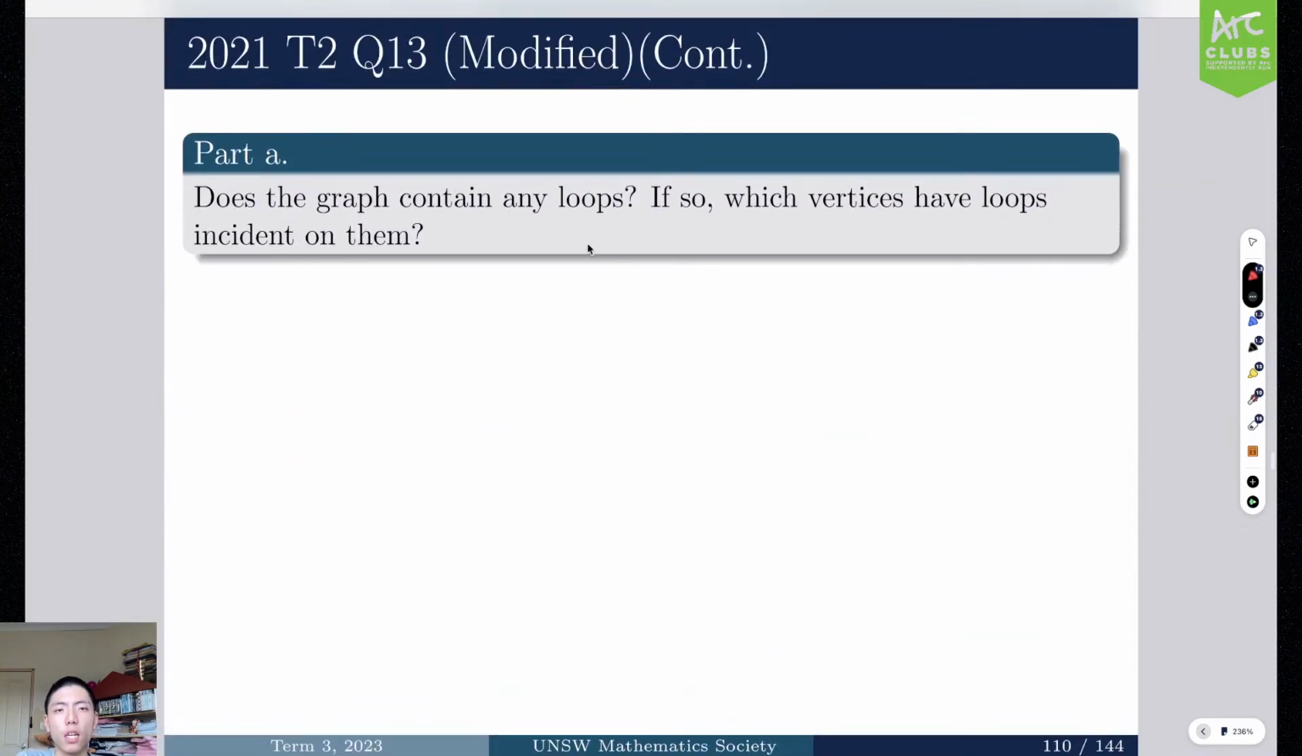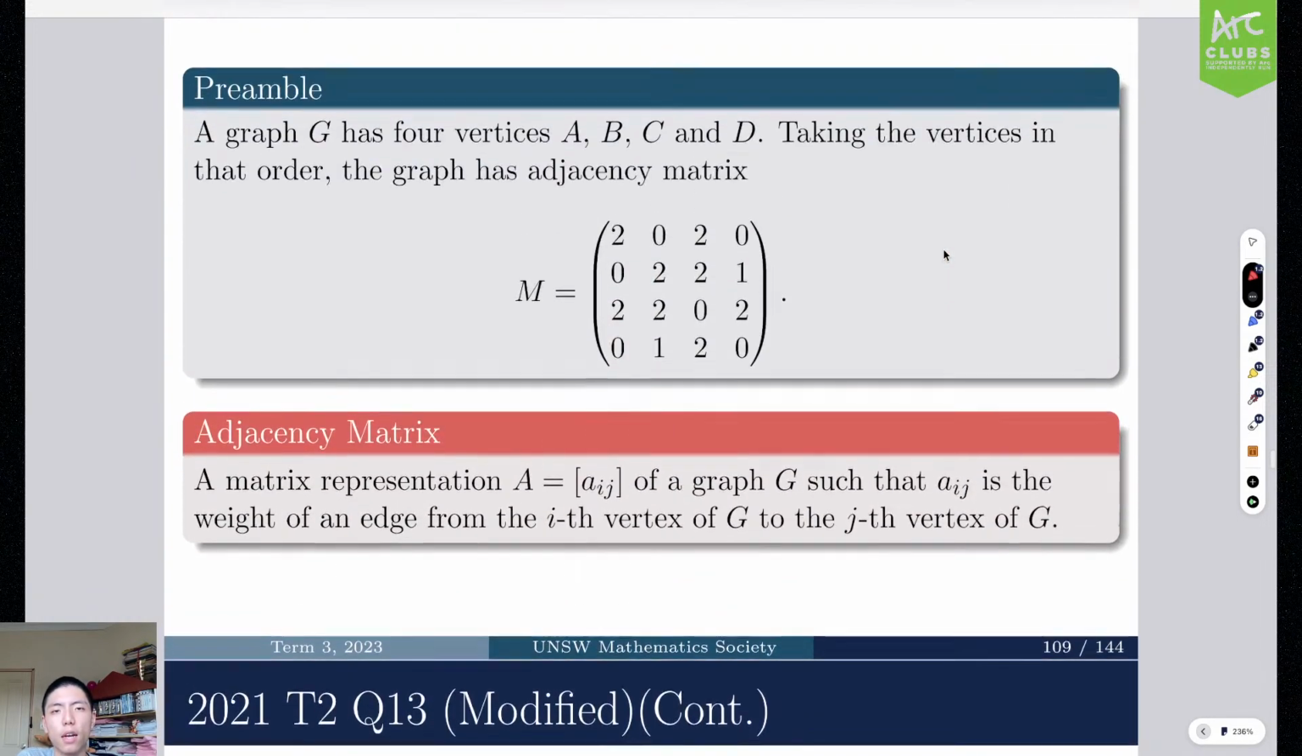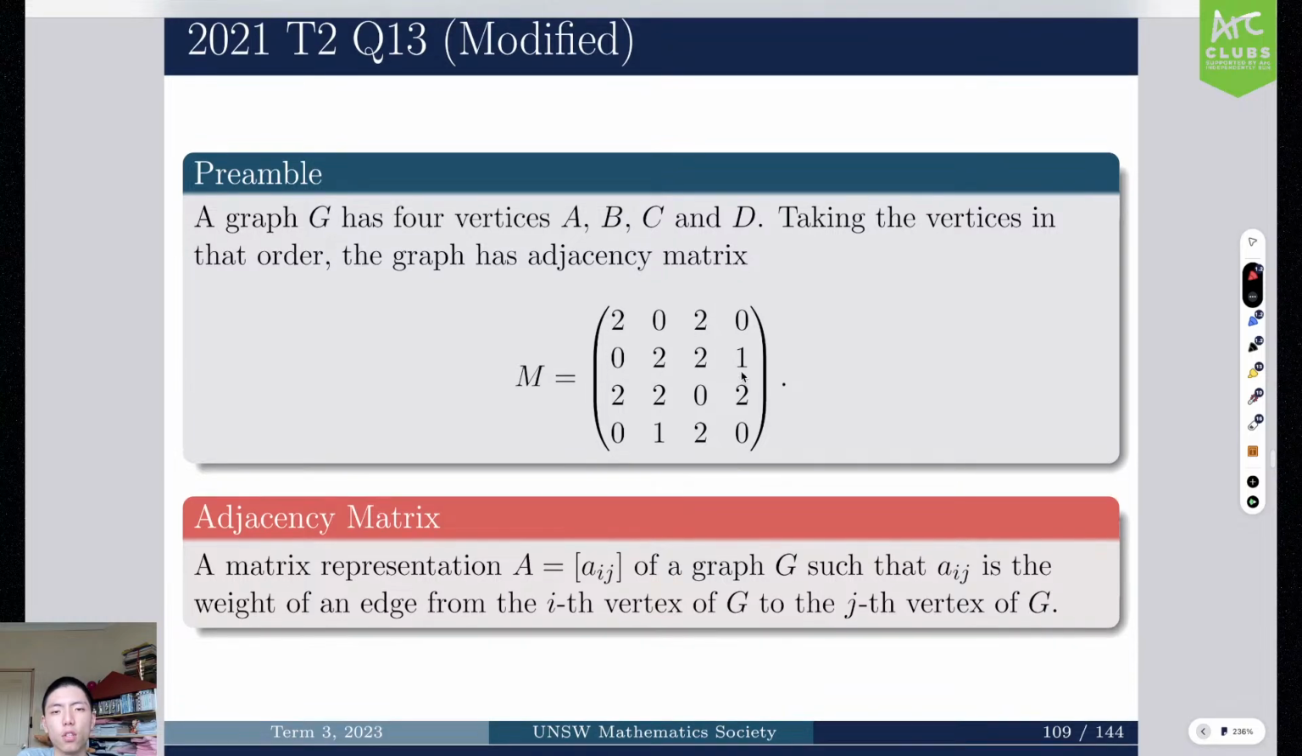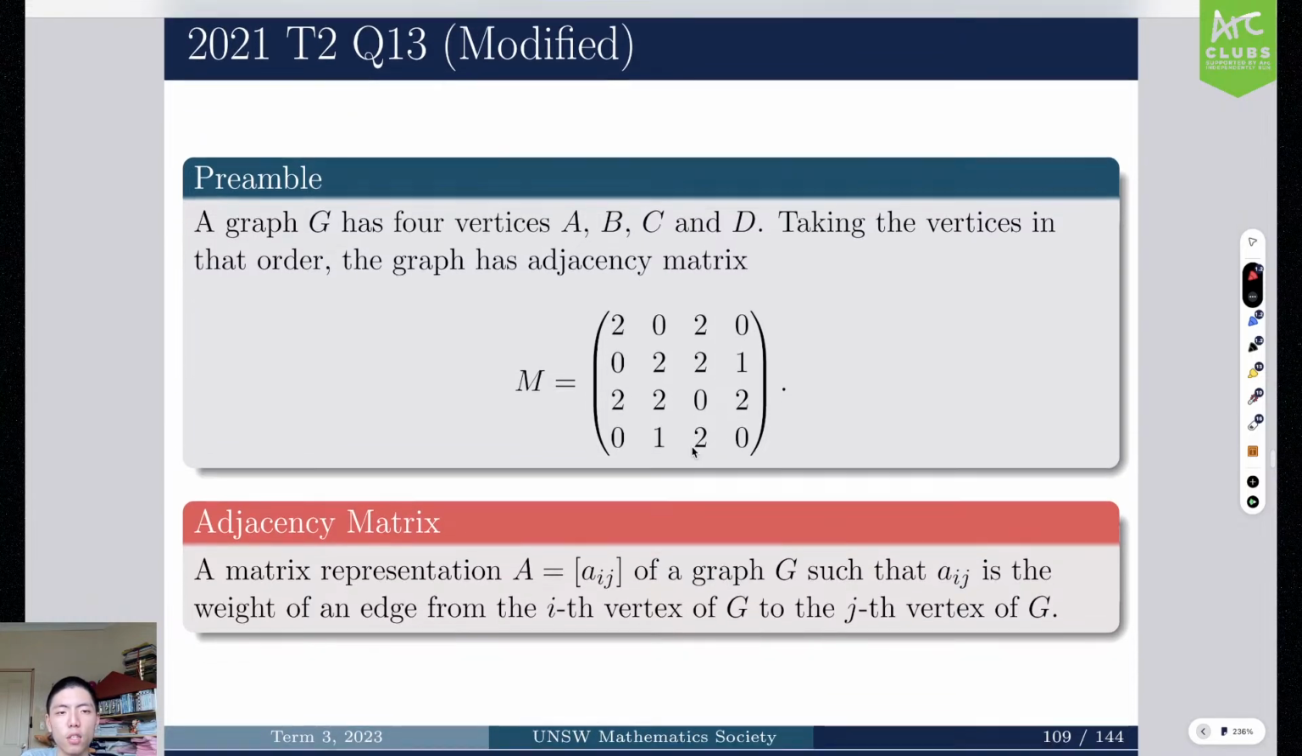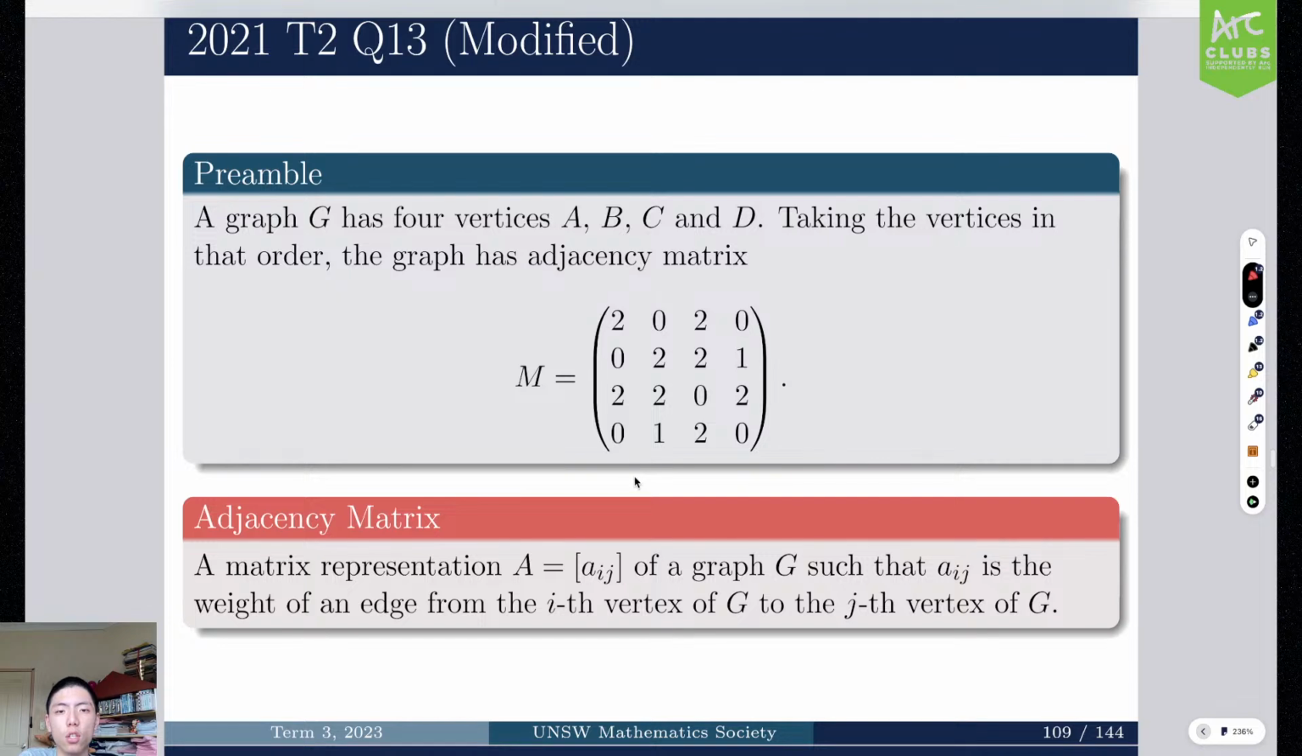Does the graph contain any loops? If so, which vertices have loops incident on them? So let's take a look at our matrix here. If you did not hear what I just said, the adjacency matrix tells us that if we have a number in a particular location a_ij, then it looks at the weight of the edge from vertex i to vertex j of G.